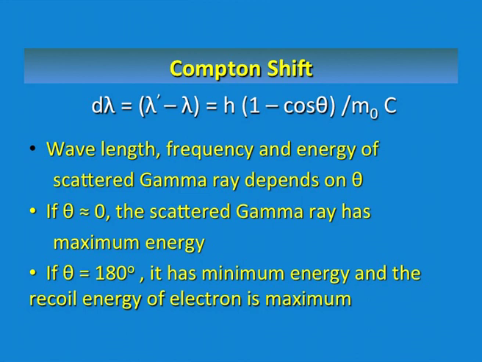If theta is equal to 0, the scattered gamma ray has maximum energy. If theta is 180 degrees, it has minimum energy and the recoil energy of the electron is maximum.